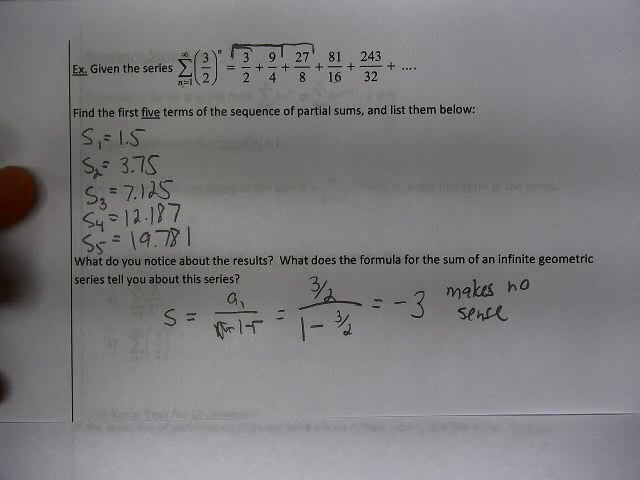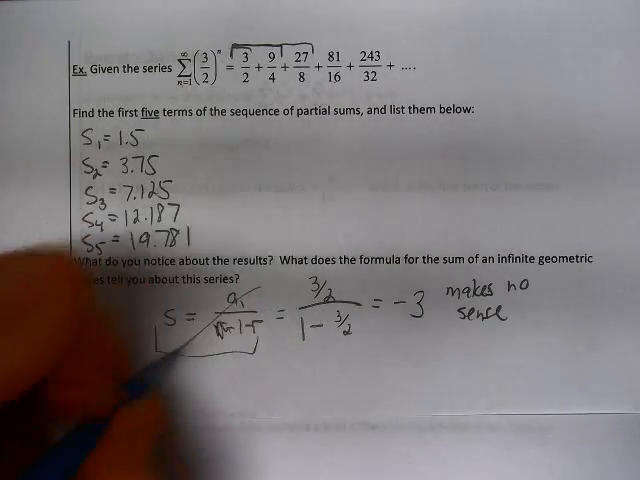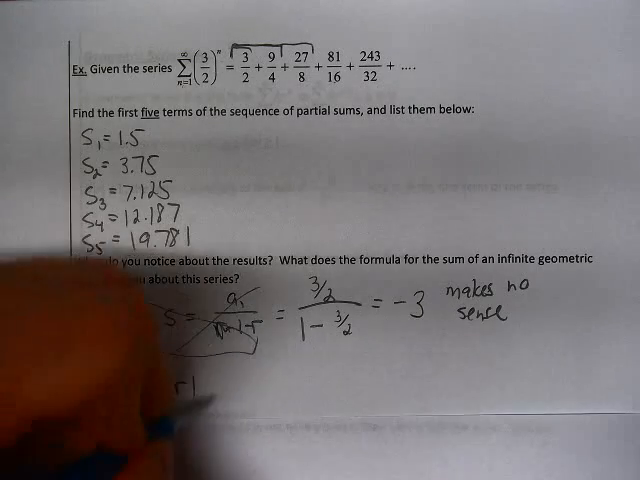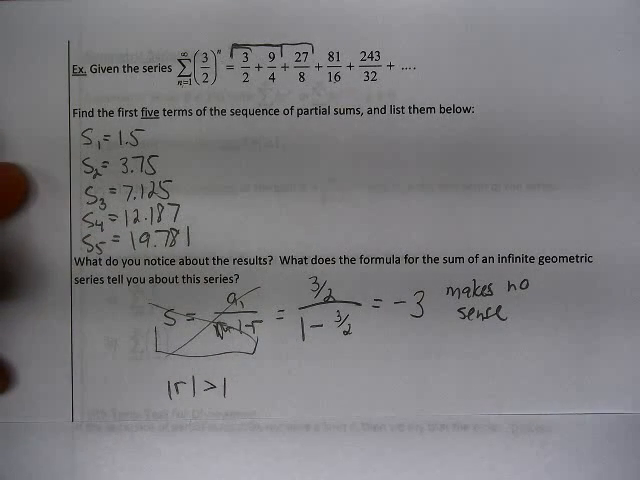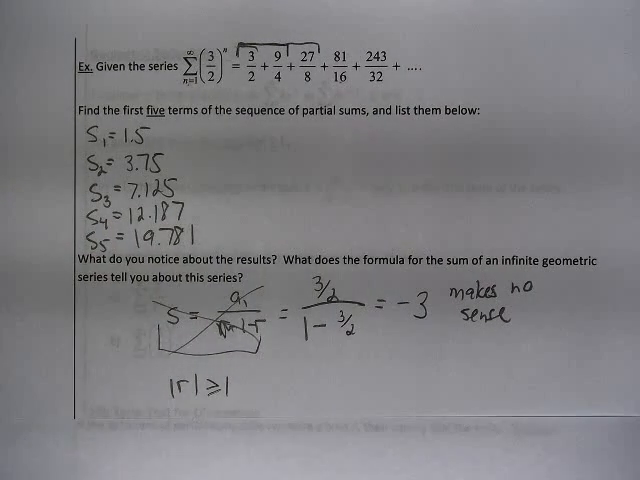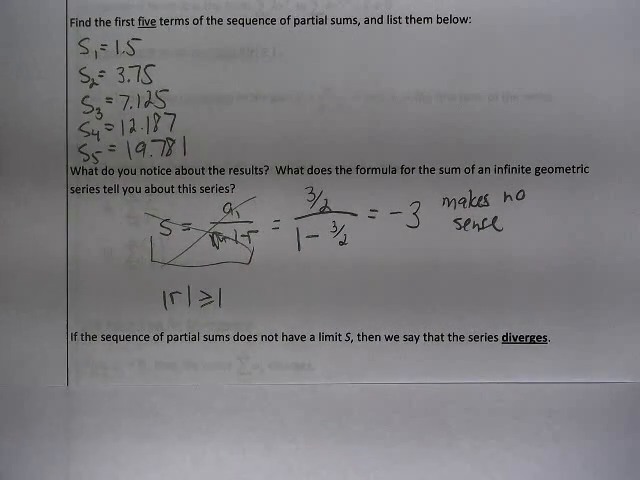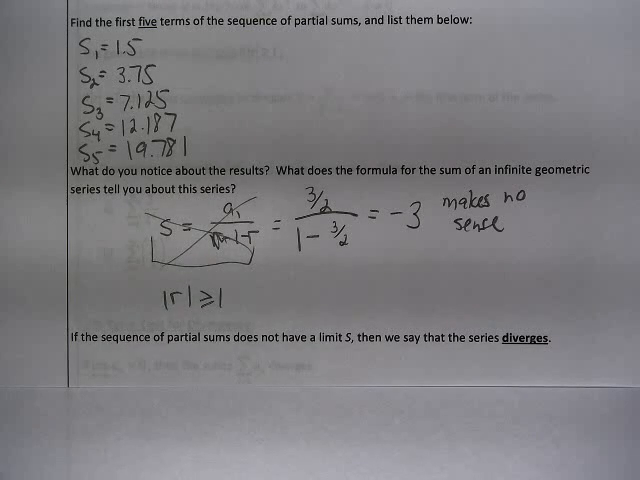So in this case, this formula does not apply because our r is greater than 1, right? Or it also wouldn't apply if it was equal to 1. So our r has to be less than 1 for that geometric series formula to do anything for us, right? And if the sequence of partial sums doesn't have a limit, then we say that this series diverges. Every time we add on a new term, we get a larger and larger or smaller and smaller value, one that does not approach a specific value.